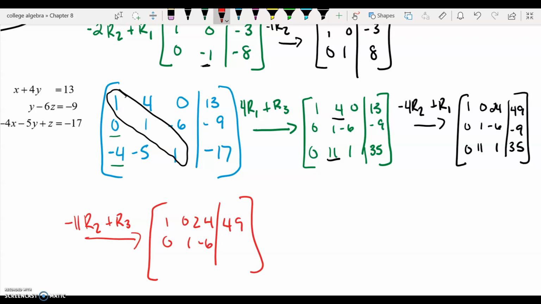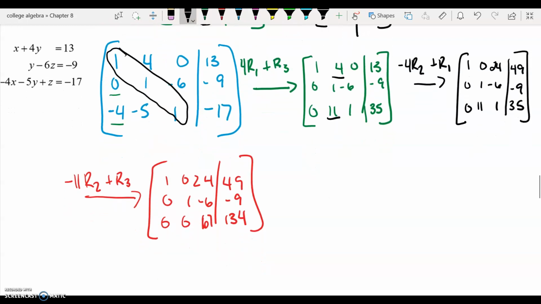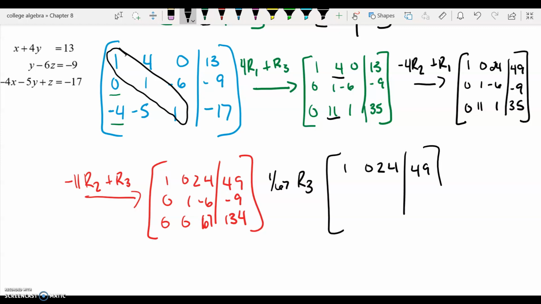0, 1, -6, -9. 0, 0, 1. Sorry, that's going to be 67 now, and then 134. So now you got some really big numbers in row 3. What you want to see is, can you divide it by something to get a 1 there? You can. You can divide it by 67 because 67 goes into 134 as well. 0, 0, 1. This should be 2. So now you know what your z is.